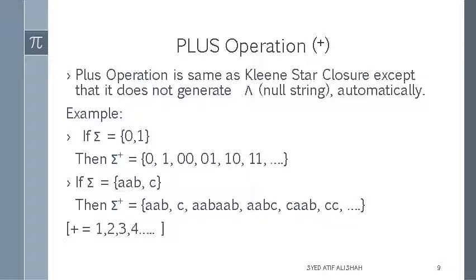The plus operation is quite similar to the star operator, except that it doesn't generate the null string. Let's say sigma is equal to {0, 1} and now we are taking sigma plus. So it contains 0, 1, 00, 01, 11 and so on. If we have another example, let's say sigma is equal to {aa, b, c}. So we will have sigma plus equal to aa, b, c, aab, aaaa and so on. Plus contains 1, 2, 3, 4 and so on.